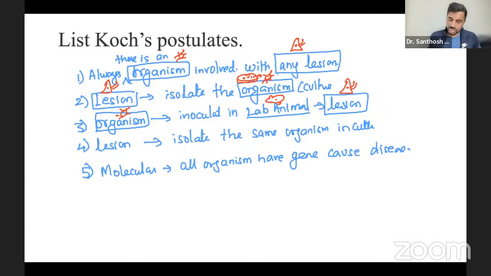Now you take that lesion. It looks confusing, but it's very easy. You grow it again, then you will have the culture. The organism is re-isolated, the same organism. That's all. This is the very simple meaning of Koch's postulates. You will know it very easily, not much difficult.